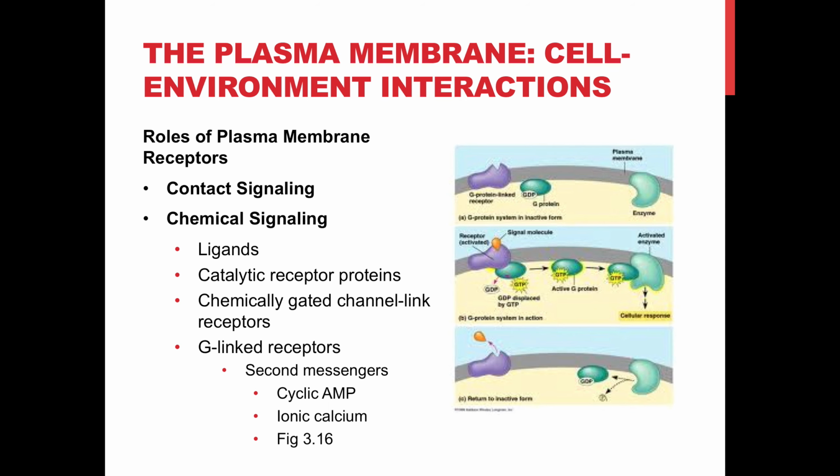Okay. Chemical signaling. Most plasma membrane receptors are involved in chemical signaling. Ligands are chemicals that bind specifically to plasma membrane receptors. Ligands include most neurotransmitters, nervous system signals, hormones, and paracrines.